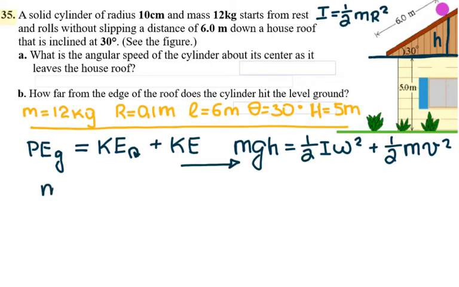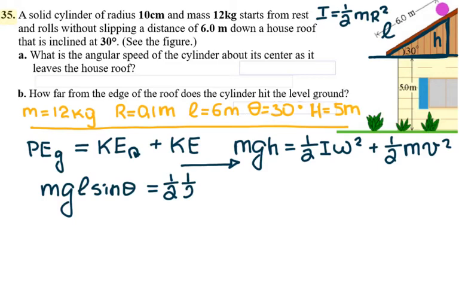So I have mg, and h from this right triangle on the top of the roof, h is equal to 6 sine theta. So if I call L is 6, so this is my L, then I'm going to write L sine theta equals, and then I have 1/2, and inertia is also again 1/2 mr squared times omega squared plus 1/2 mv squared. And the velocity v is the one that it will have by the time it reaches the bottom.